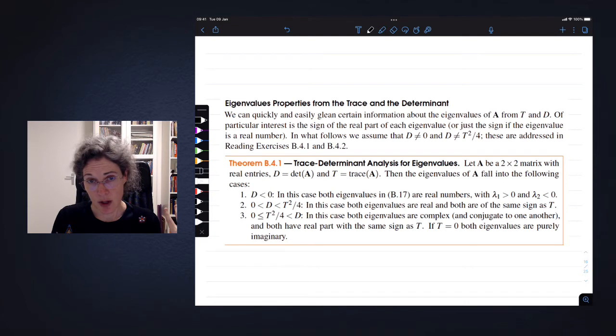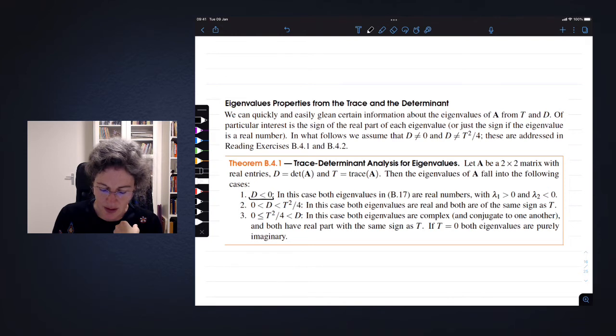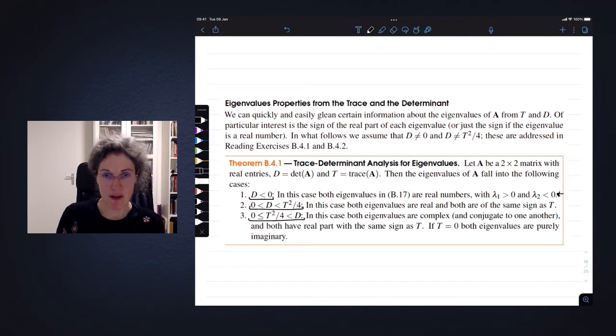Will they be real? Will they be complex? So if our D is less than 0, then both eigenvalues will be real, and you can work out for yourself why this is true. If our determinant lies between 0 and our trace squared over 4, then both eigenvalues are real and both have the same sign as T, either both positive or both negative. And finally, if T squared over 4 is less than our determinant, then both eigenvalues are complex and they'll be conjugates.